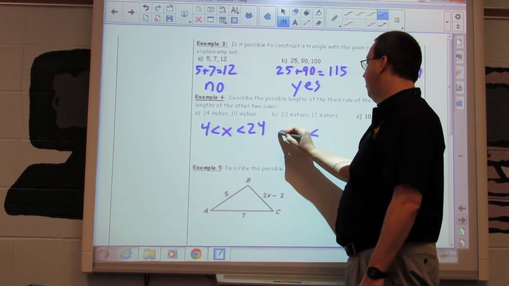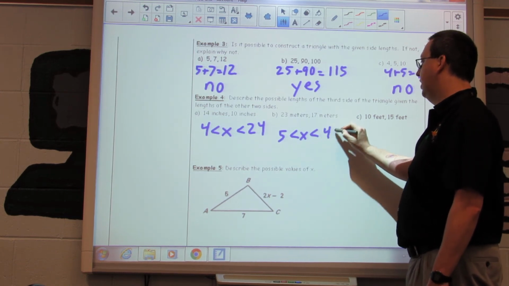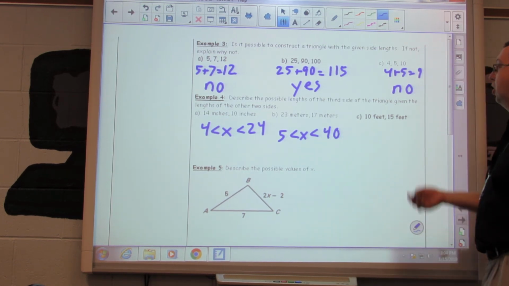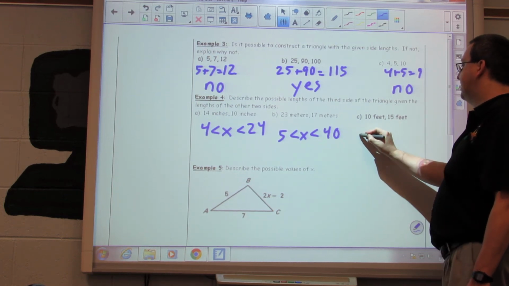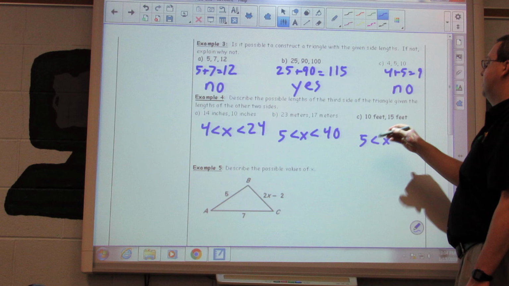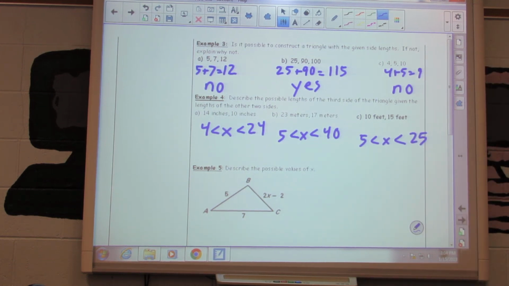So B, 23 minus 17 gives me 5. 23 plus 17 gives me 40. So that is my range. On C, 15 minus 10 gives me 5. 10 plus 15 gives me 25. That is the range that X can fall between.